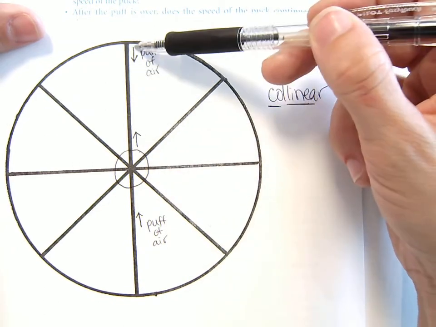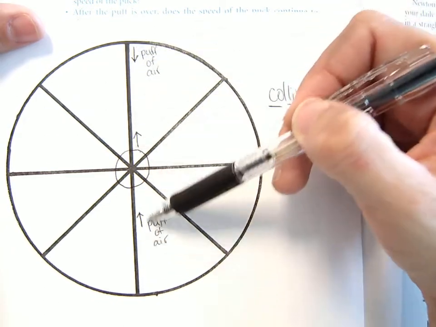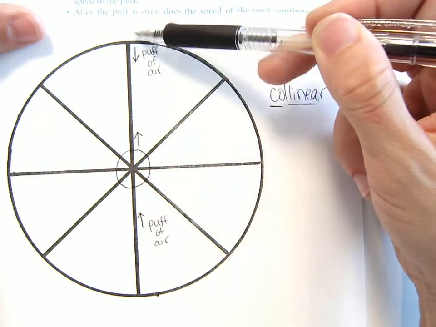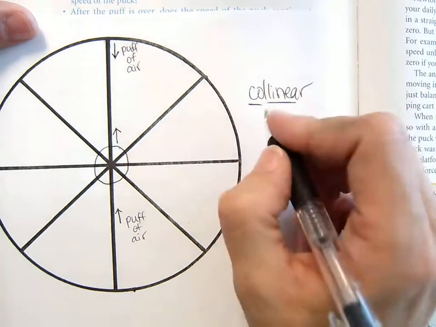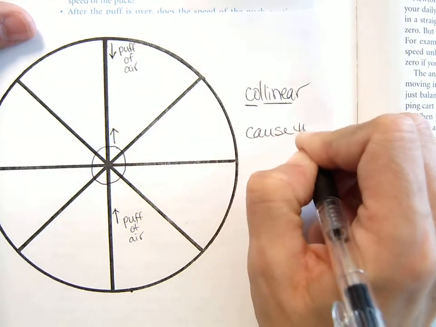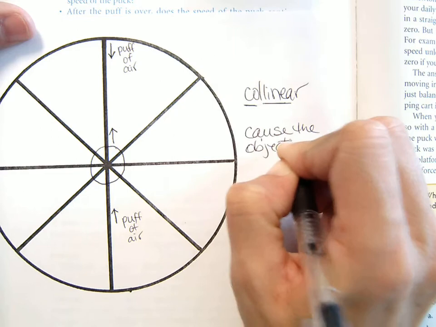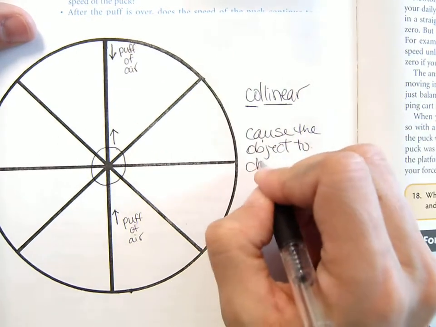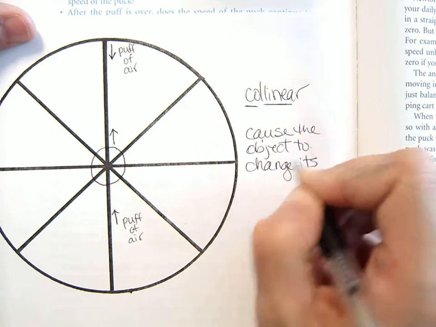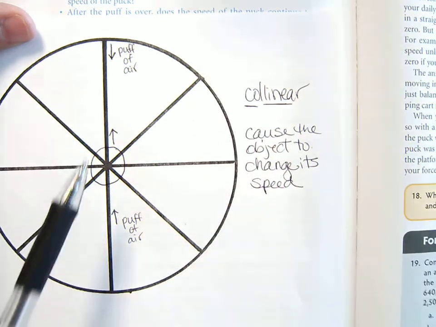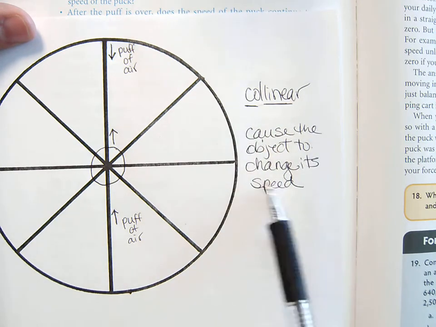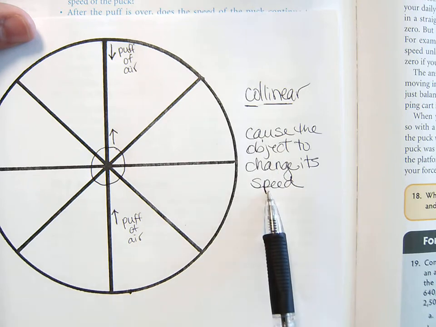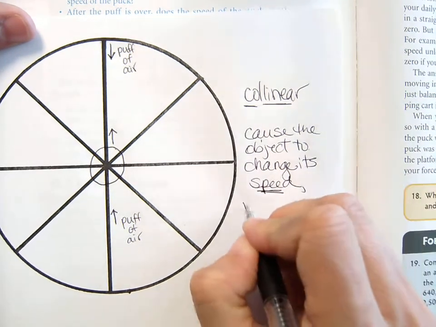So whether it's going in the exact opposite direction of the object's motion or with the object's motion, acting in a line like this means they're collinear. So collinear forces acting on an object in motion will cause the object to change its speed. So an object that's already in motion, if there's a collinear force applied to it, this object's motion will change. I'm sorry, the object's speed alone, not direction.